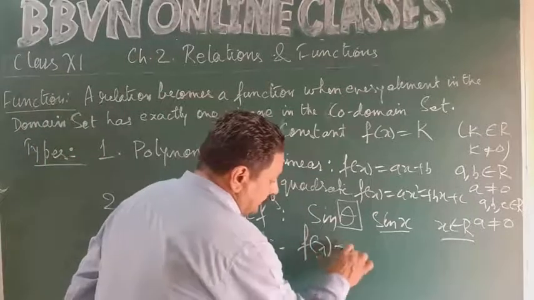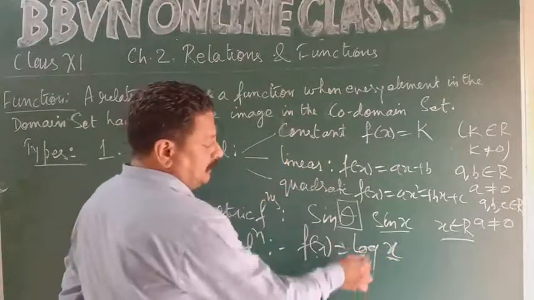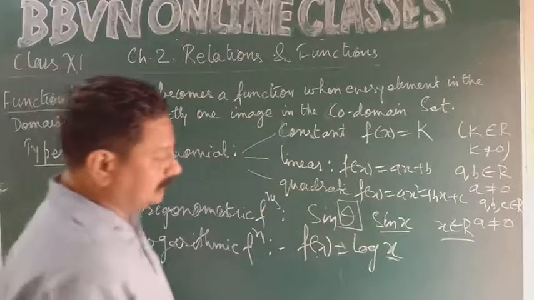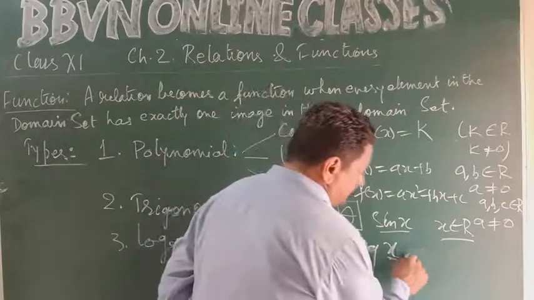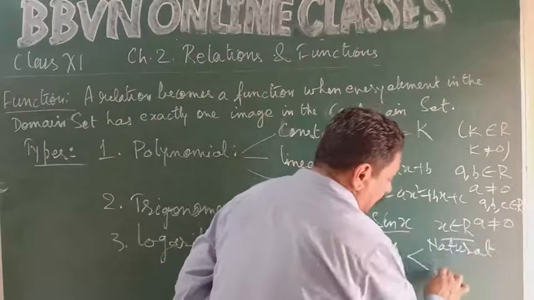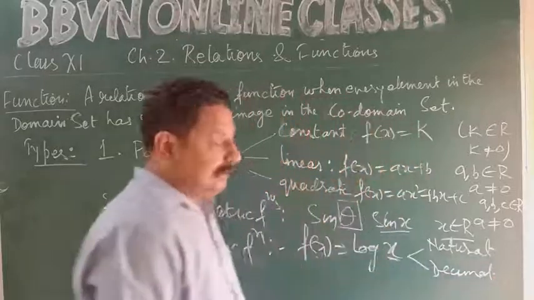f of x equal to log x. Now this x is the variable. Log stands for logarithm. There are two types of logarithms that we have in usage. One is natural logarithm, another one is decimal logarithm. Okay, I will explain you.